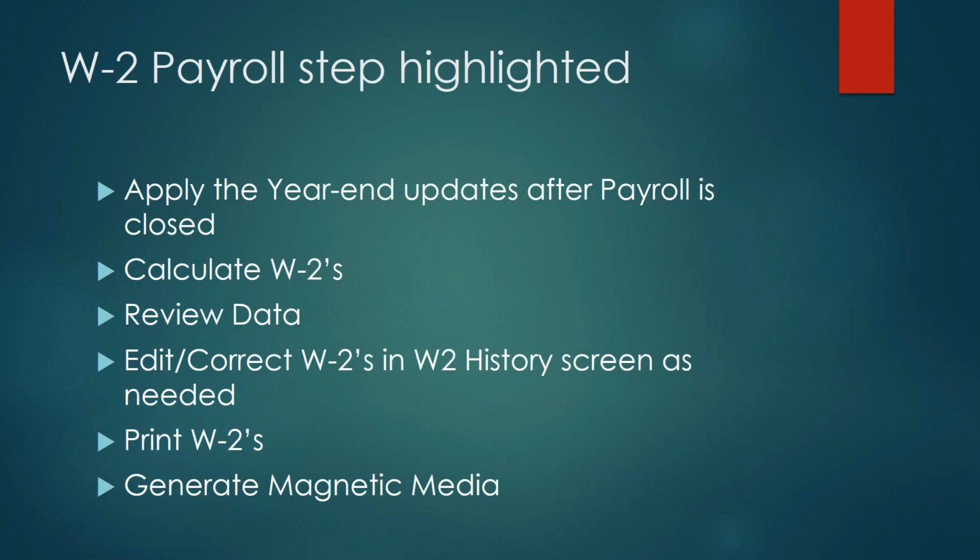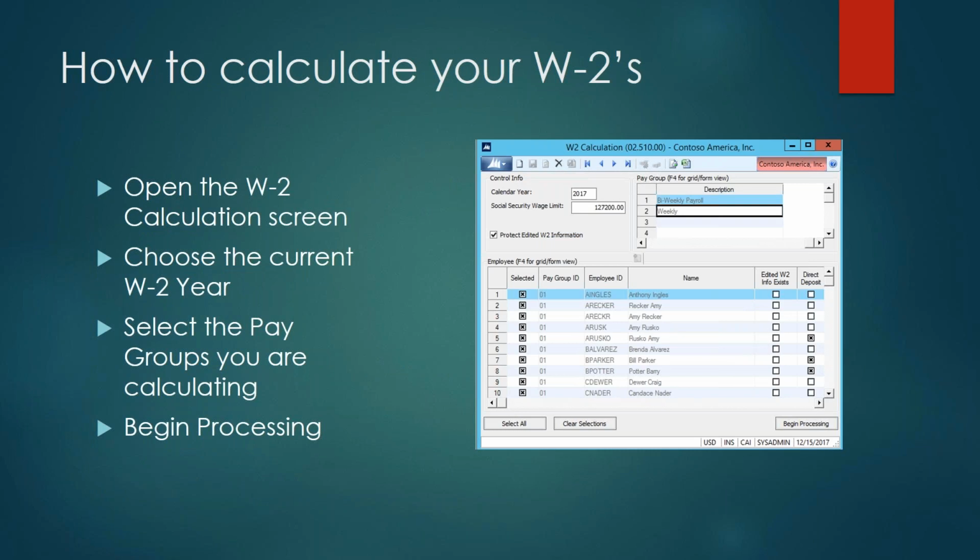W-2 payroll. All right, so we'll apply the year-end updates after payroll is closed. You calculate your W-2s. You're going to review your data, edit and correct the W-2s in the W-2 history screen, print W-2s, and generate your file. How to calculate your W-2s. You'll open up your W-2 calculation screen, choose the year that you're looking to calculate, which will be 2017. Select the pay groups that you want to calculate and begin processing.